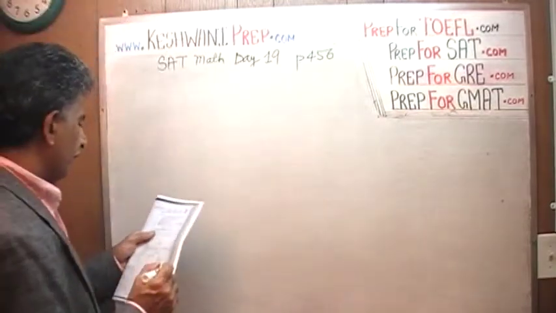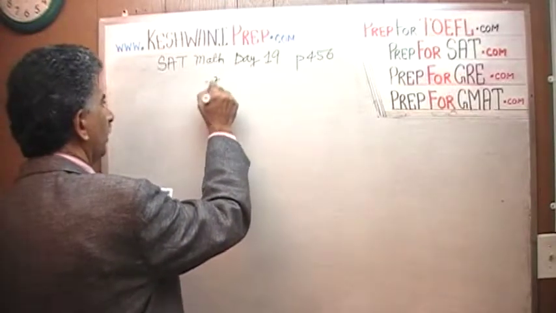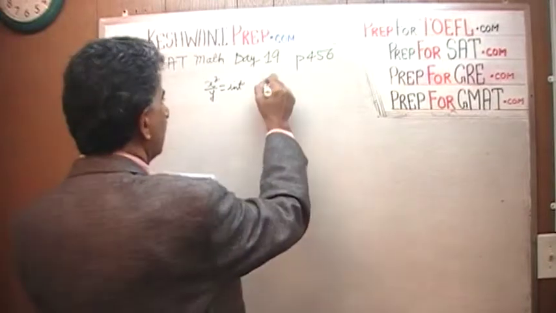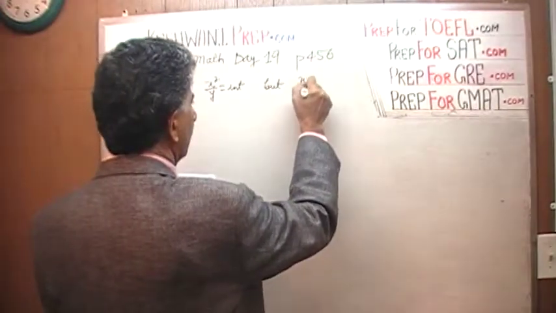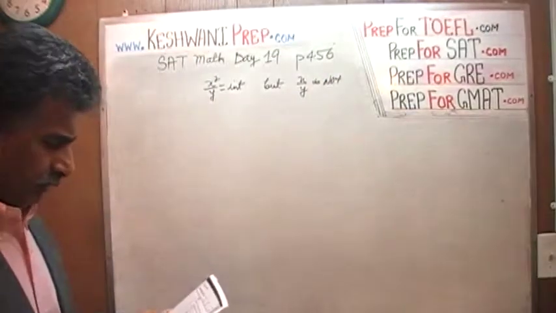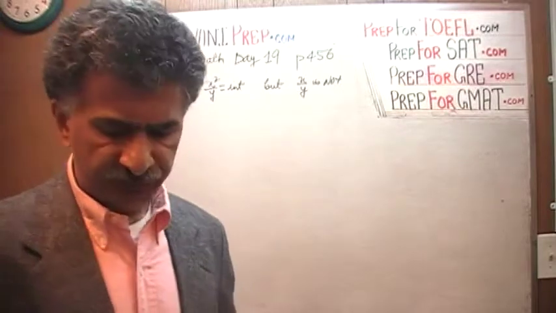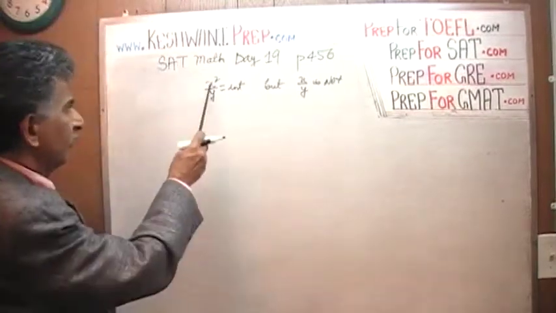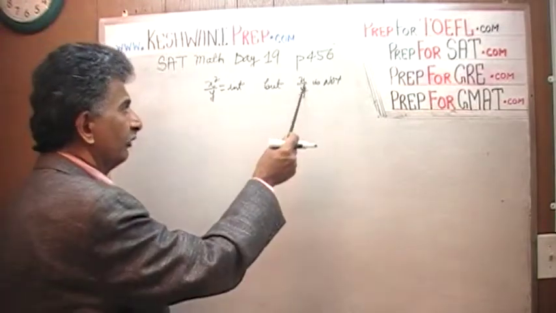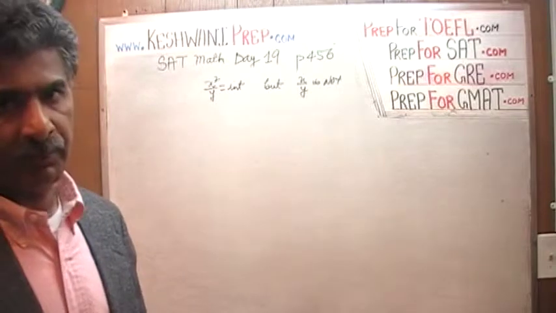It says, if x squared over y is an integer, so we are told that x squared over y is an integer, but x over y is not, which of the following could be the values of x and y? So we're looking for a pair of numbers, x and y, such that when we take the ratio x squared over y, it has to be an integer. But when we take the ratio of x over y, it cannot be an integer. We're looking for such a pair.